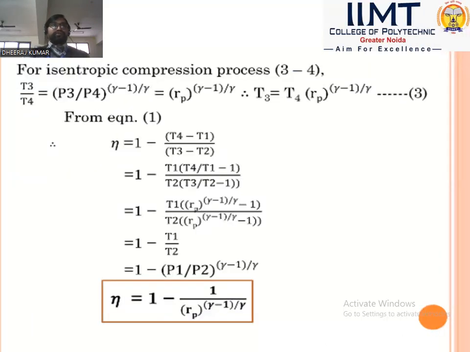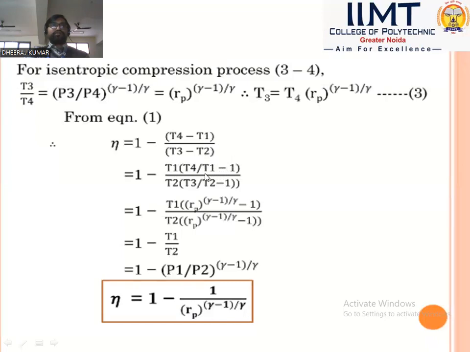For the isentropic expansion process 3 to 4, the process is called isentropic expansion. In isentropic expansion, T3 upon T4 is equal to P3 upon P4 to the power (gamma minus 1) upon gamma, that is Rp to the power (gamma minus 1) upon gamma. So T3 is equal to T4 times Rp to the power (gamma minus 1) upon gamma. So equation 1 is 1 minus (T4 minus T1) upon (T3 minus T2).